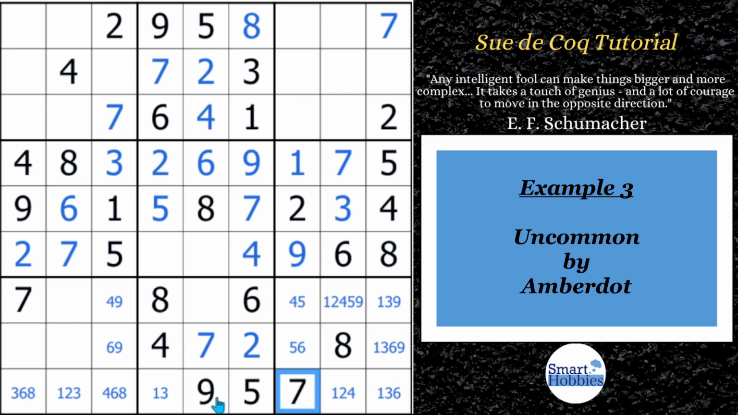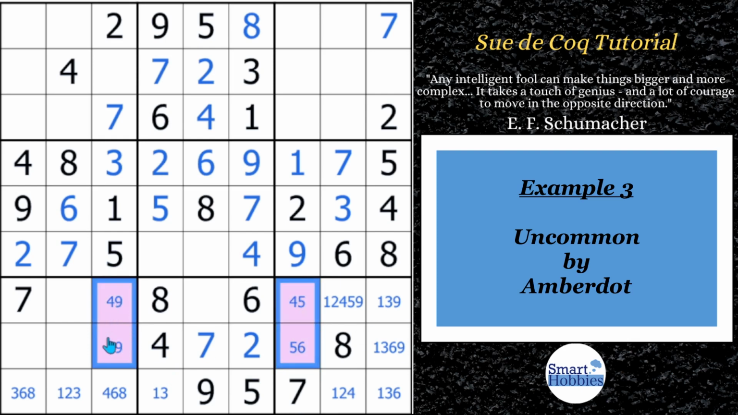Okay, for our third and last example for this tutorial, this is the puzzle Uncommon by Amberdot. Great, amazing puzzle, and it features an SDC that's more advanced than you'll see on any other channel on YouTube, or you may have ever seen before. And I want to point out how it works and why it abides by and should be called an SDC. Before we get into the actual SDC, I do want to point something out that a lot of viewers point out when they first saw this puzzle, and that is there is a continuous loop right here with these 4 cells, and I'll highlight that.